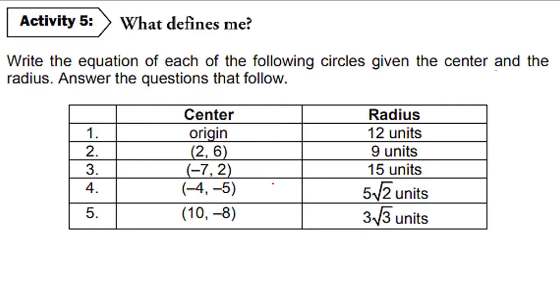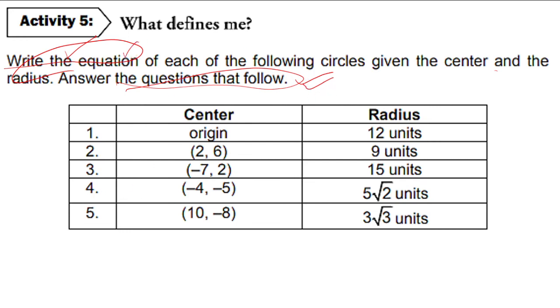So, anong gagawin? Sabi niya, activity 5, write the equation of each of the following circles given the center and the radius and answer the questions that follow. So, dalawang gagawin. Write the equation of the given circle and then answer the questions that follow. Okay? So number 1, ang center daw niya nasa origin. Ang radius niya 12 units. So, anong standard form ang gagamitin mo? Okay? Pakita mo yung equation tapos sagutan mo yung mga tanong sa baba.